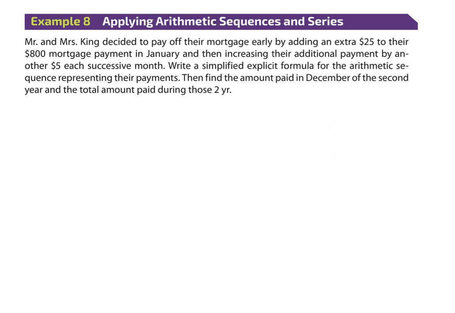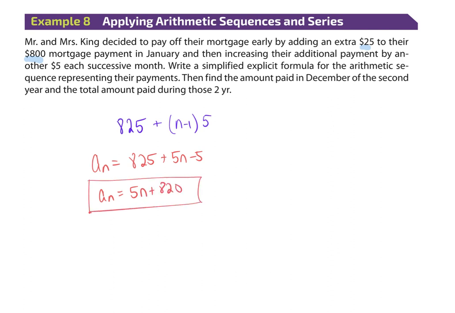If the starting point was 800 plus the 25, my starting number is going to be 825, right? So we have 825. They don't tell us how many months we're doing this, so we are just going to say n minus 1, because at this point we don't know how many months. We do know that each successive month they added 5. That would be my common difference. That's what they're telling me there. So if I wanted to figure out a simplified explicit formula, I would just simplify this. All right, so this is my explicit formula here.